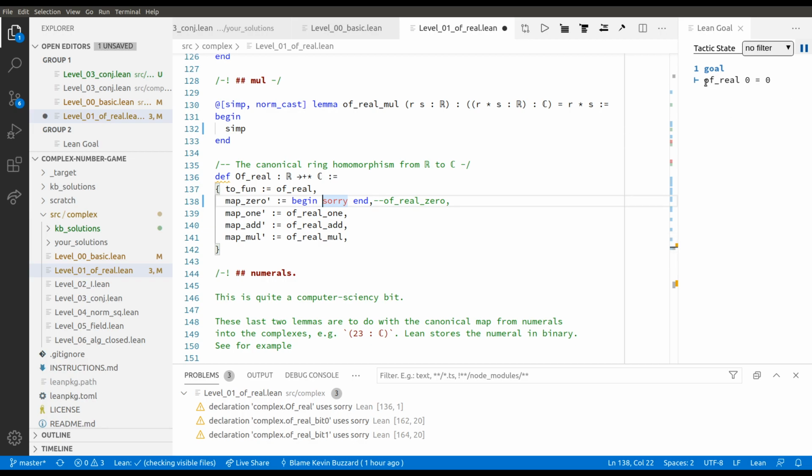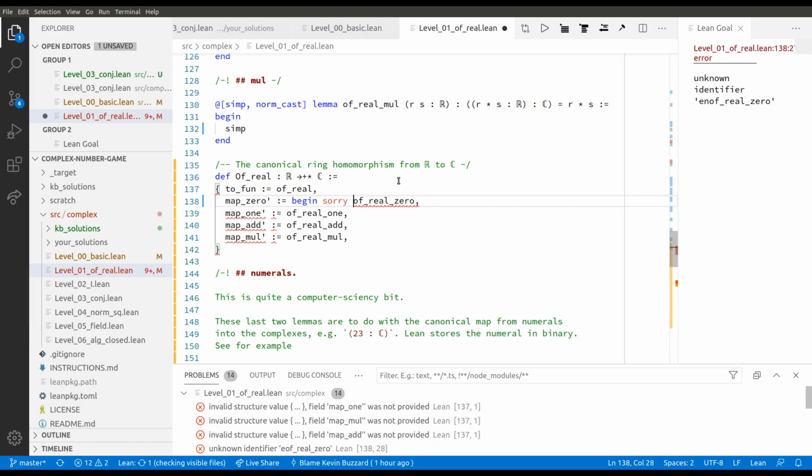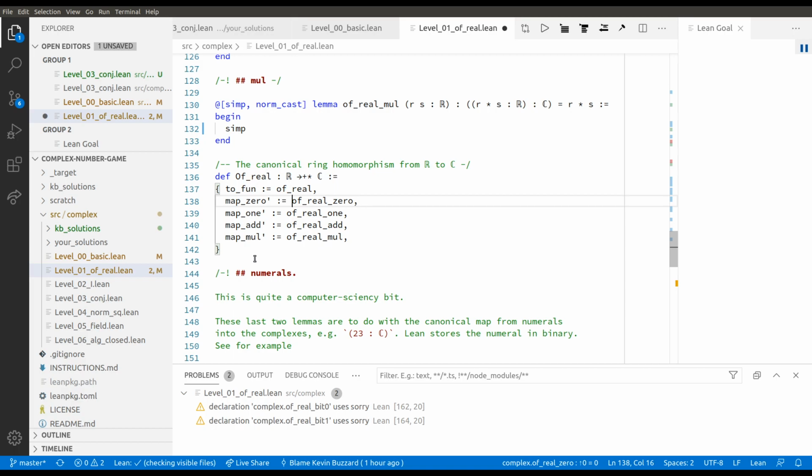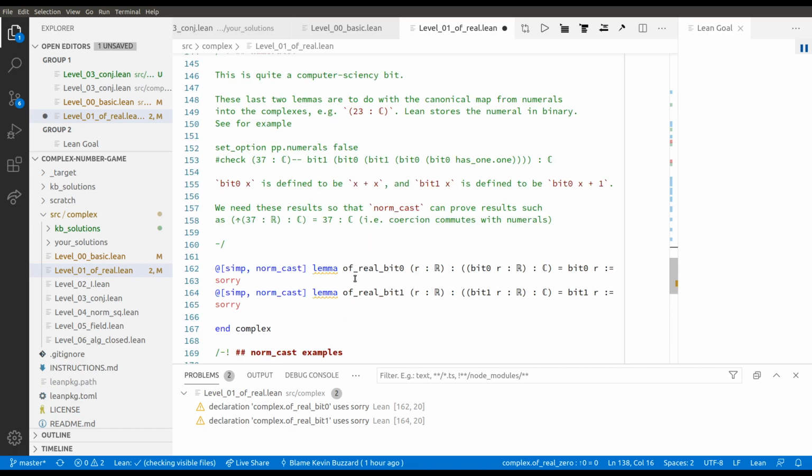We have to prove it sends 0 to 0. This one here, we have to prove it sends 1 to 1. This one here, we have to prove it commutes with addition. Here we have to prove it commutes with multiplication. And these are exactly the things we've just been doing. So now we can define the ring homomorphism from the reals to the complexes, and there's the proof that it's a ring homomorphism. So here's the very last bit.